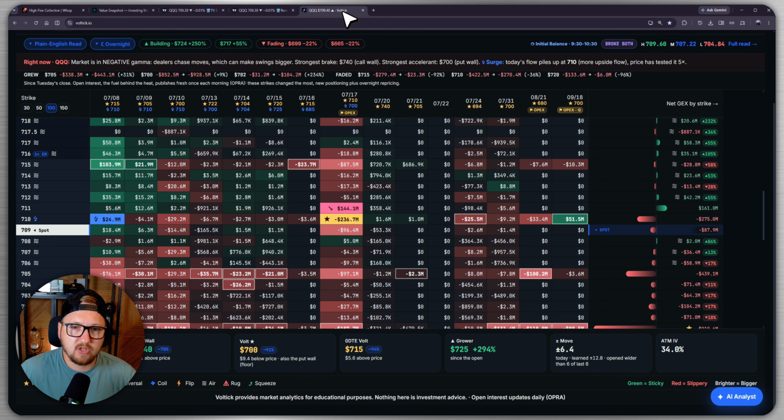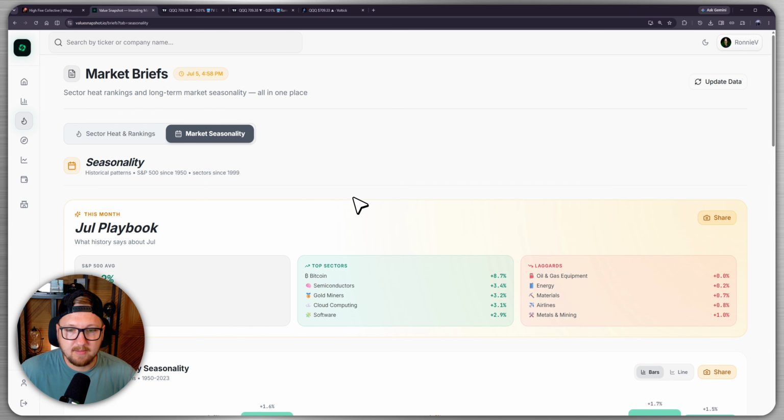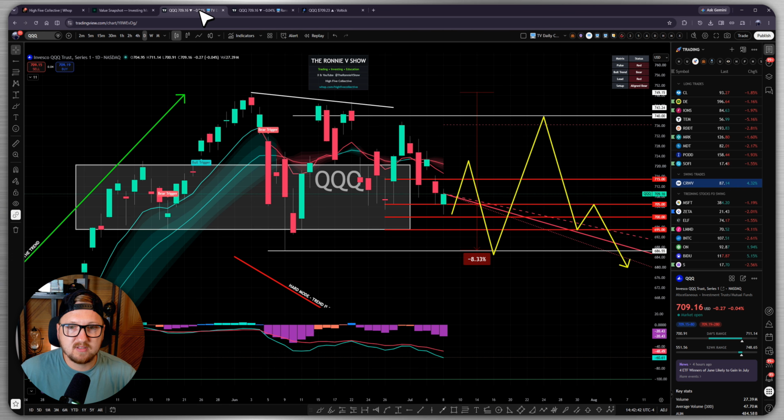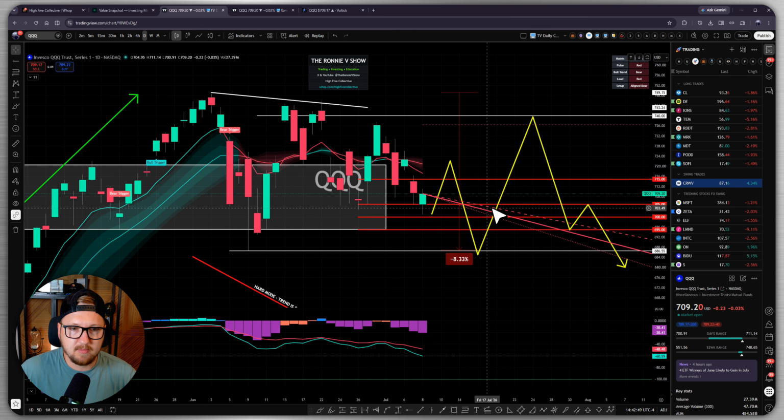And the funny thing is when you look at the options market, you're going to see that in July, now July is one of the most bullish months if we jump over here to valuesnapshot.io. 1.2% is the average seasonality move on the S&P 500. You get Bitcoin, semiconductors, gold miners, cloud computing, and software absolutely running while the more defensive start taking a pullback. So this is a great month for semis and technology and everything to be running. And I do believe we're going to get these pops, but I don't think it's going to be easy.